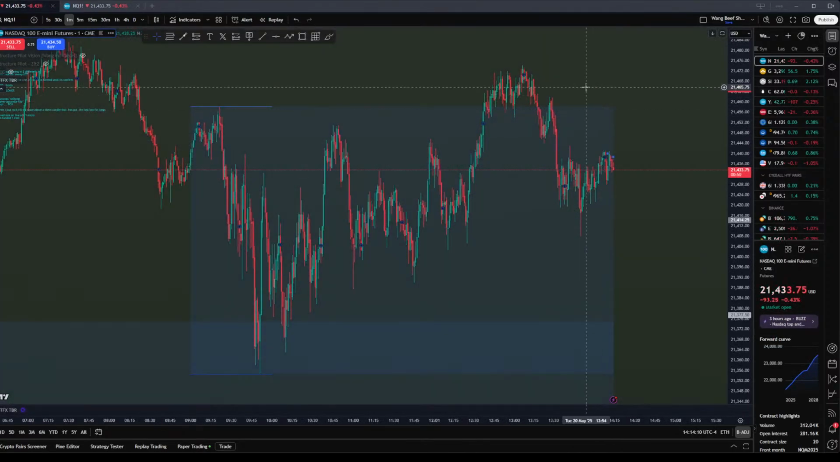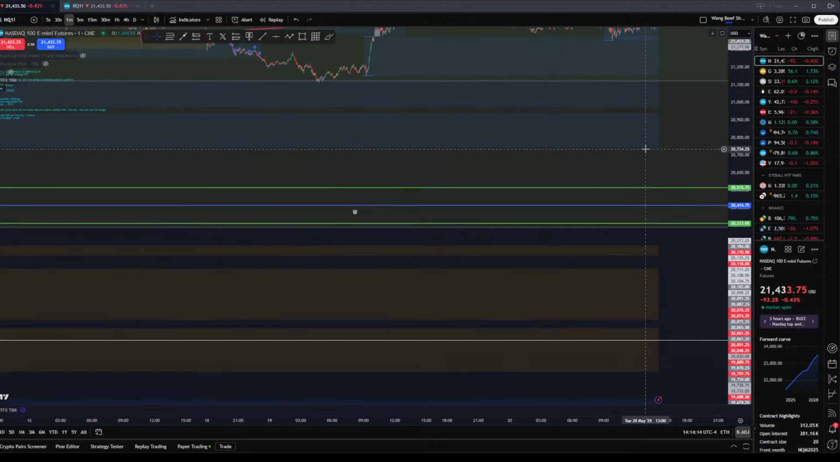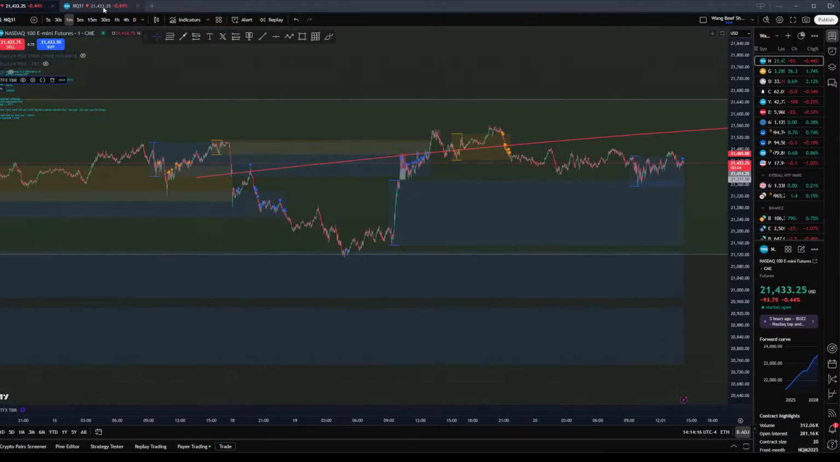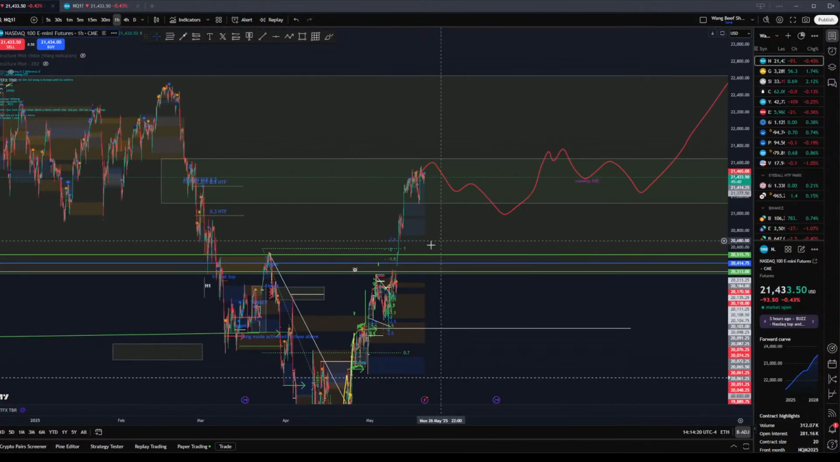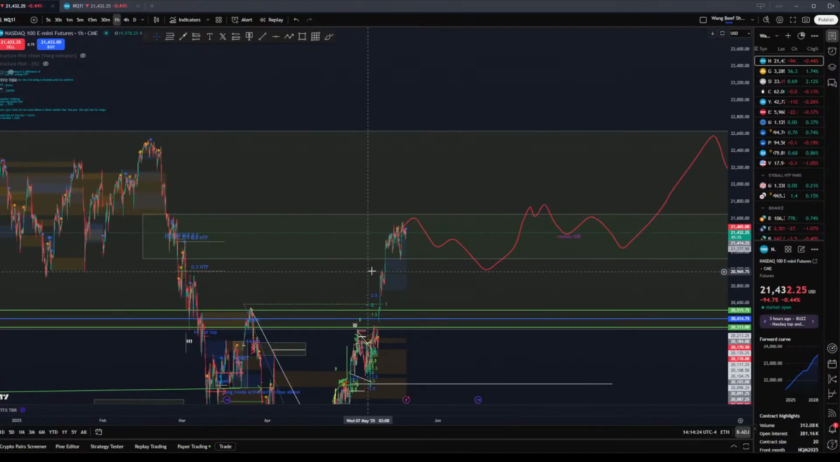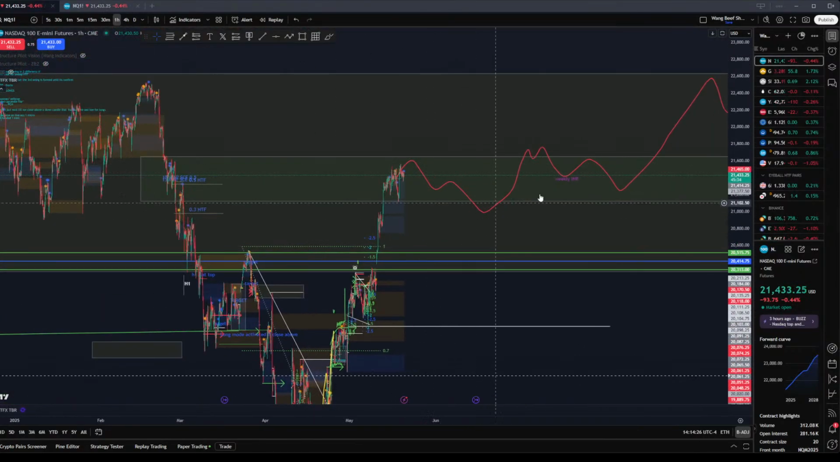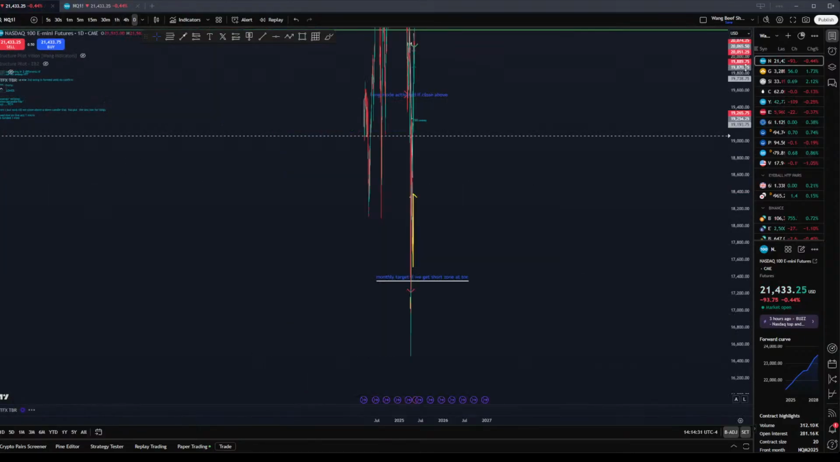Let me check NQ. You know, it's been maybe 3 weeks since the last time I charted NQ. Let me check. Also, we have the large imbalance right here. Let me see a higher time frame.